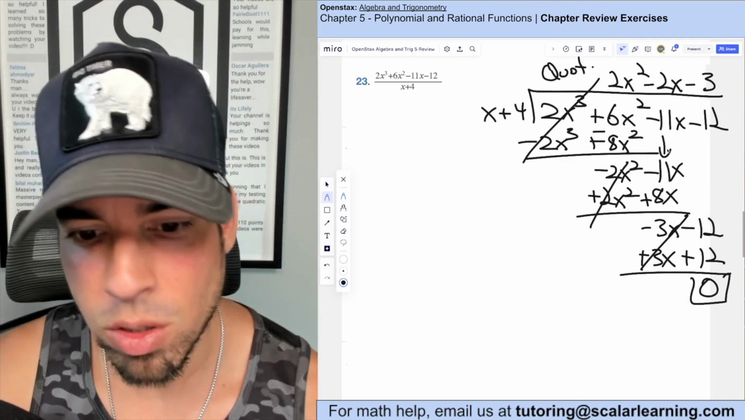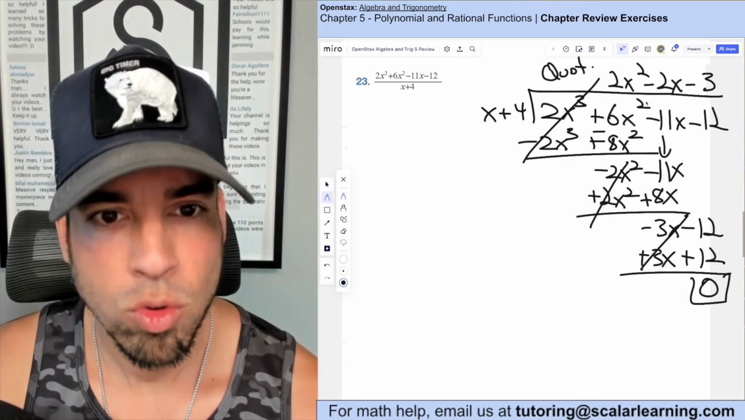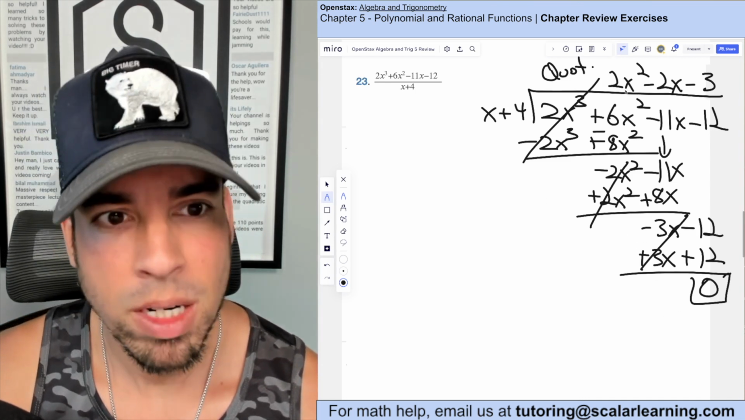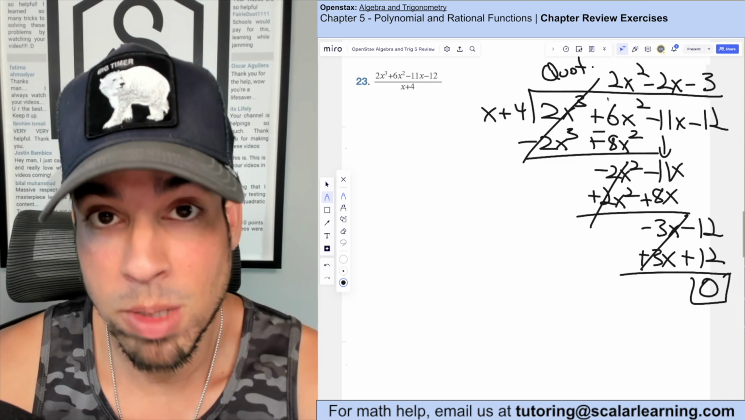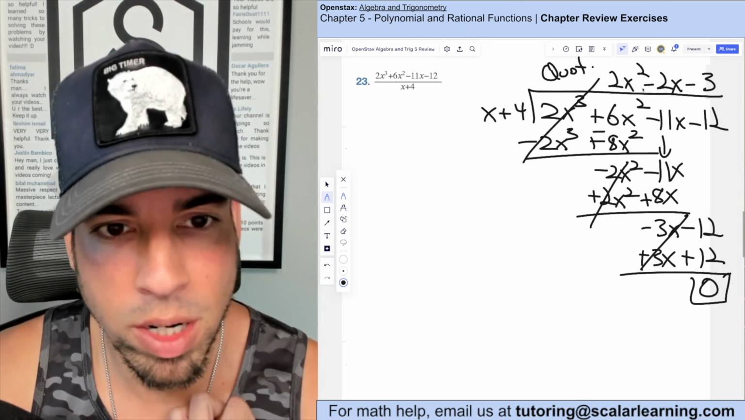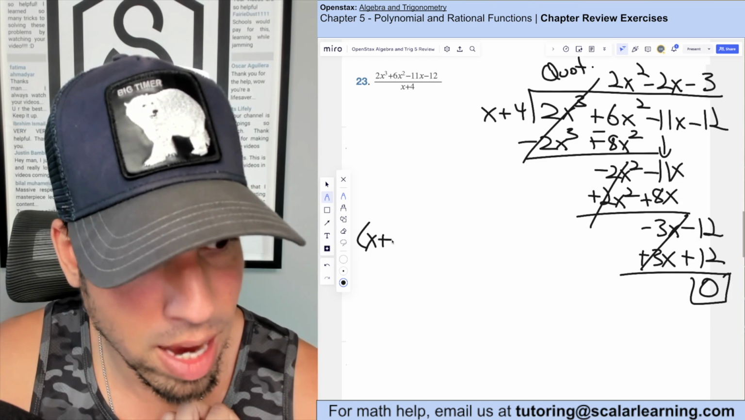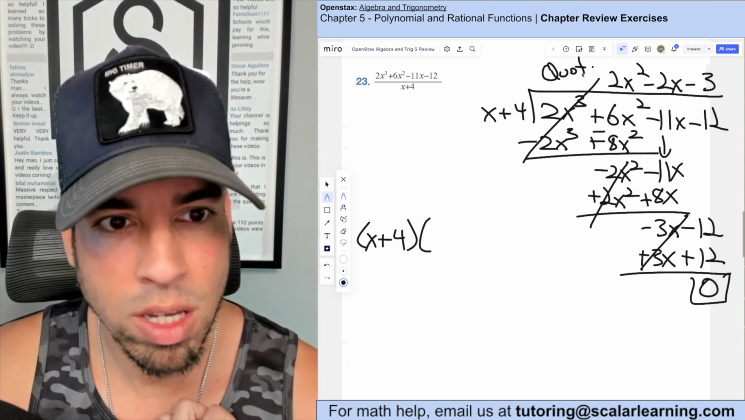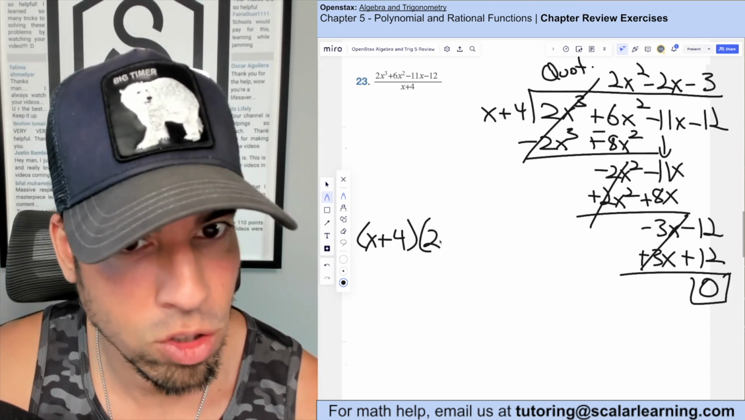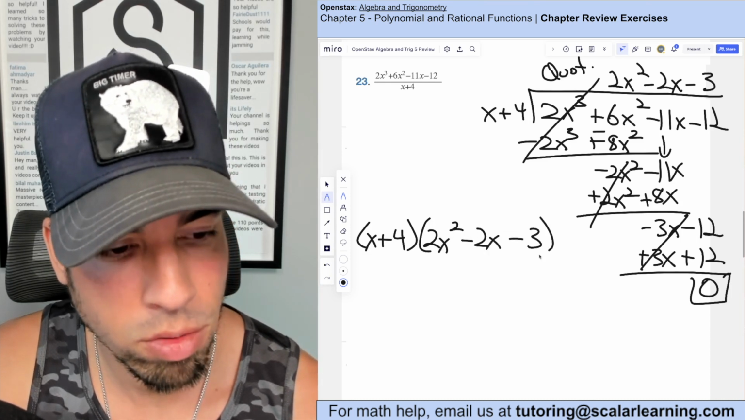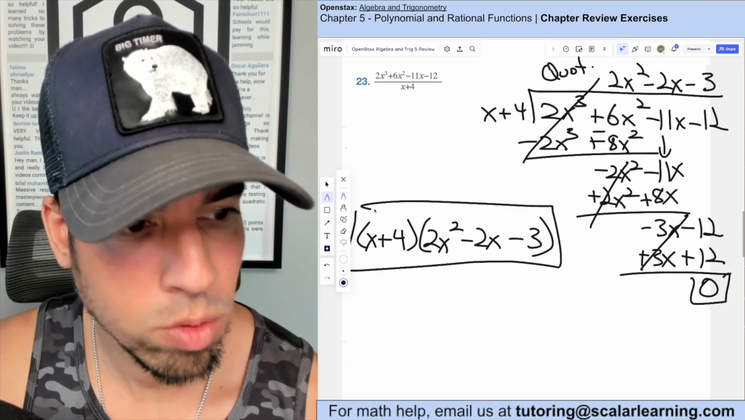And now if we're going to write this in our final format, normally we'd say this, this, this, and then plus the remainder. But here it's a perfect factor because we got a remainder of 0. So they want us to write this in factored form. So we divided by x plus 4. So I can literally say x plus 4 factored out with that remaining quotient on the inside, 2x squared minus 2x minus 3. And that's how you do it. Boom, done.